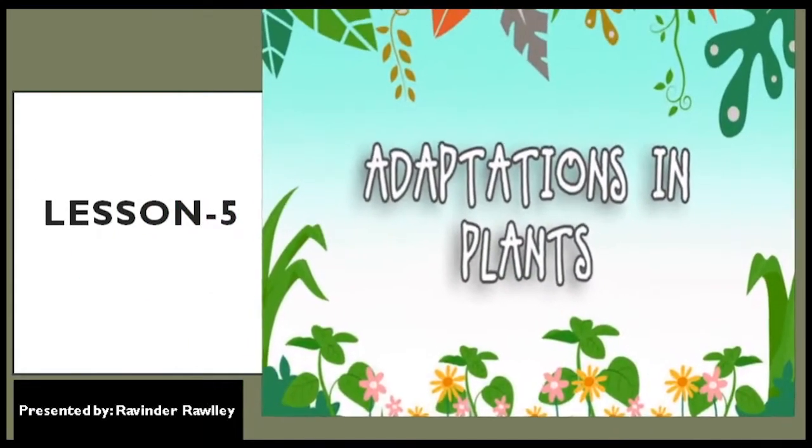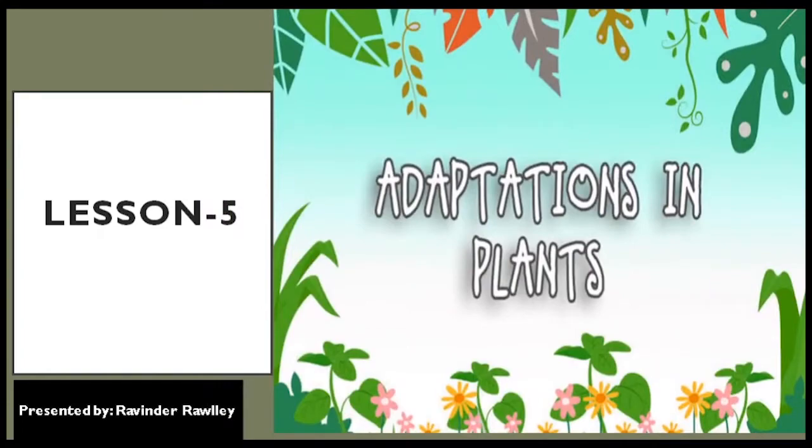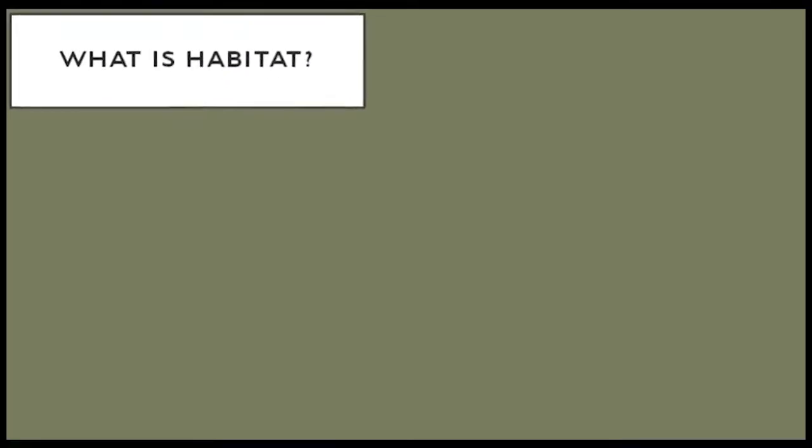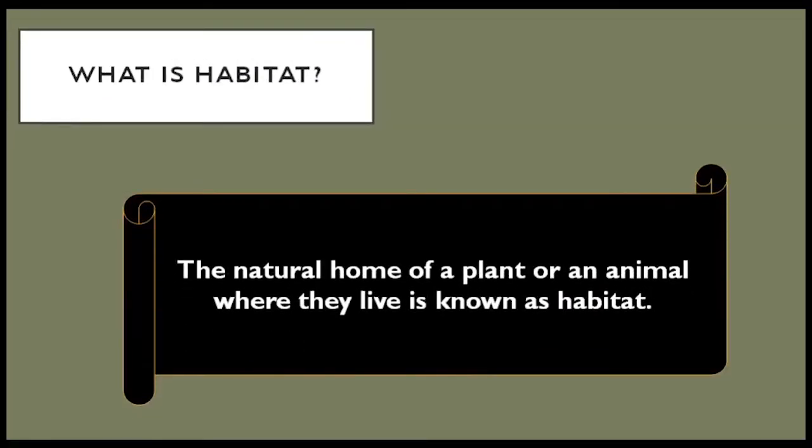So children, let us start with the new lesson, that is lesson number 5, adaptations in plants. Now let us recall what is adaptation. Adaptation is the process of developing special features to be able to survive in the given surroundings. As you have already studied, animals adapt according to their surroundings by special features.